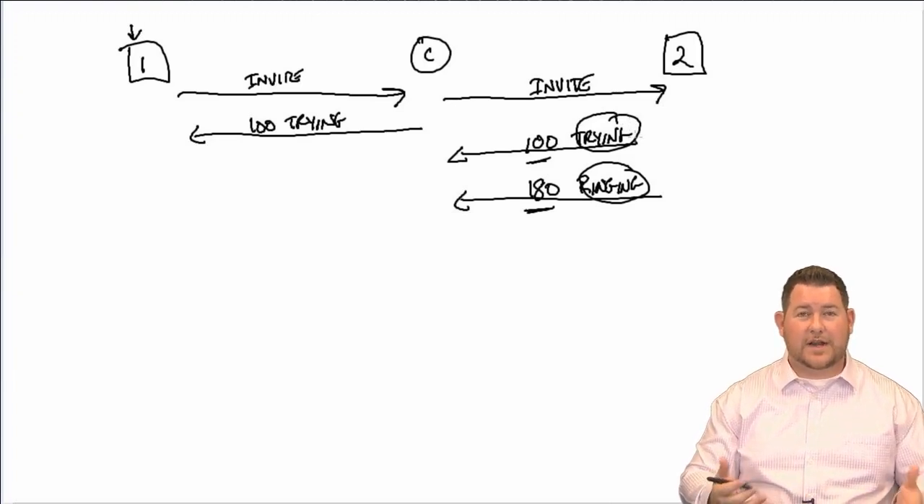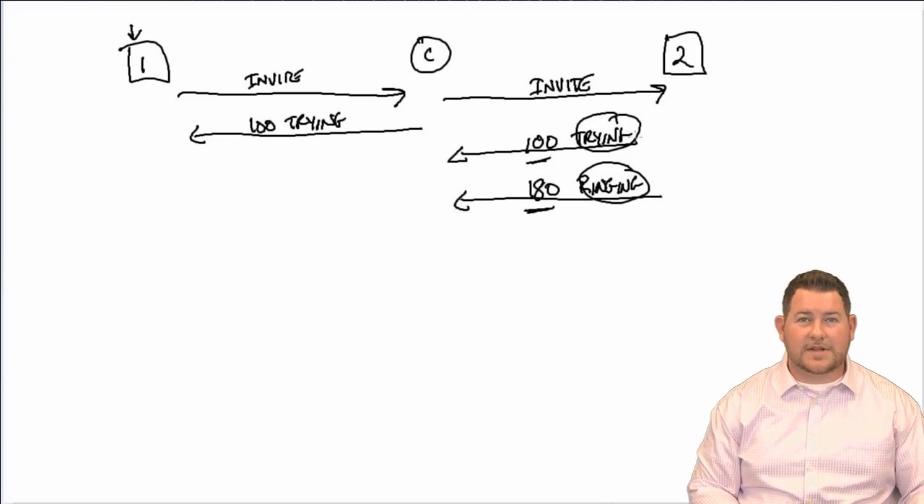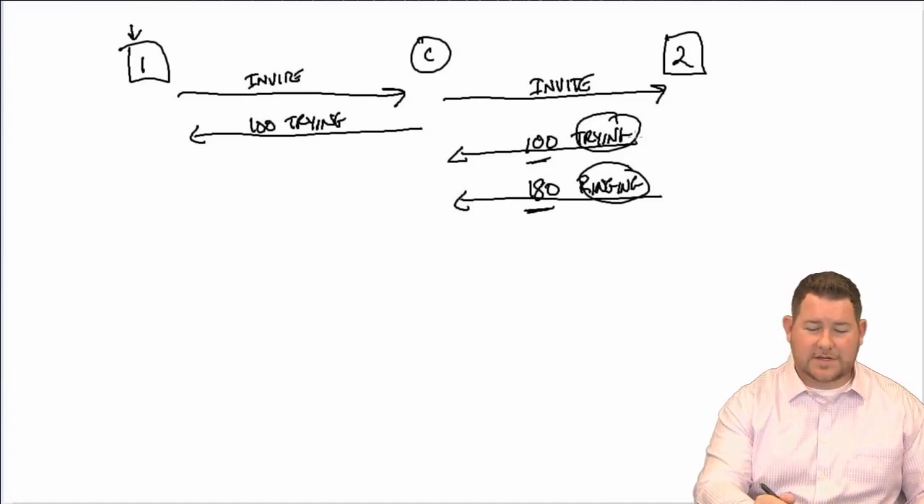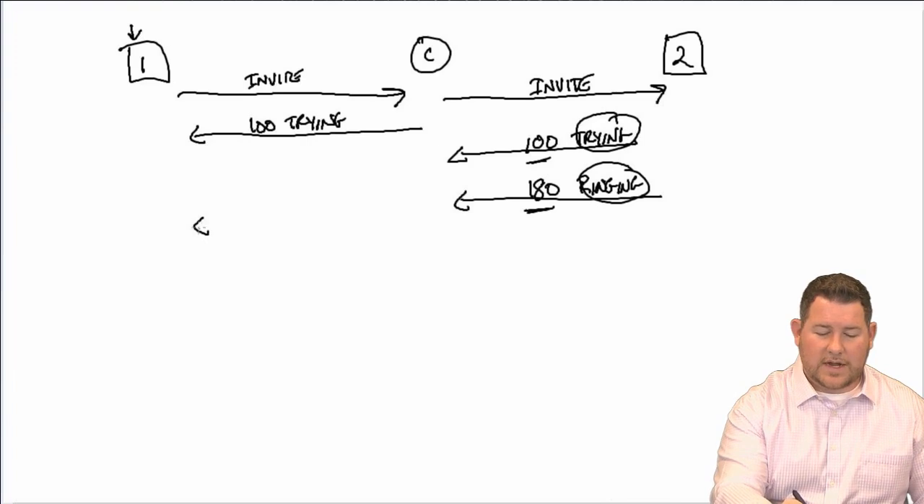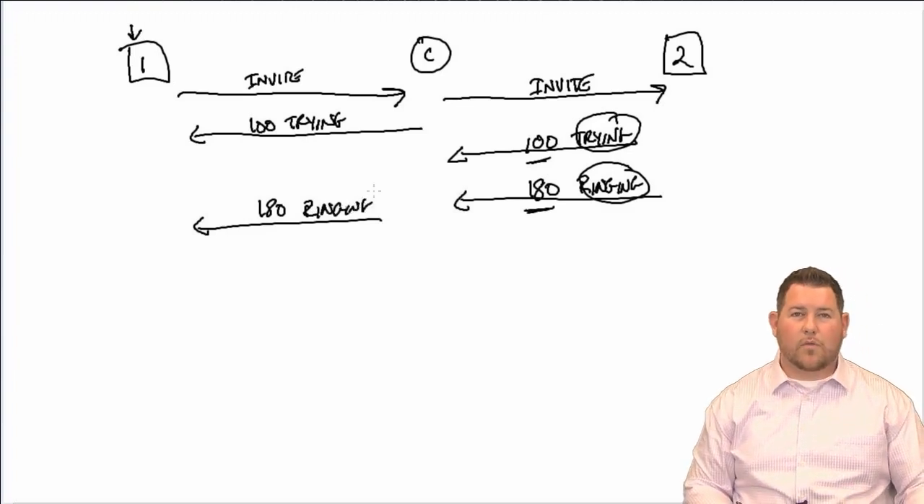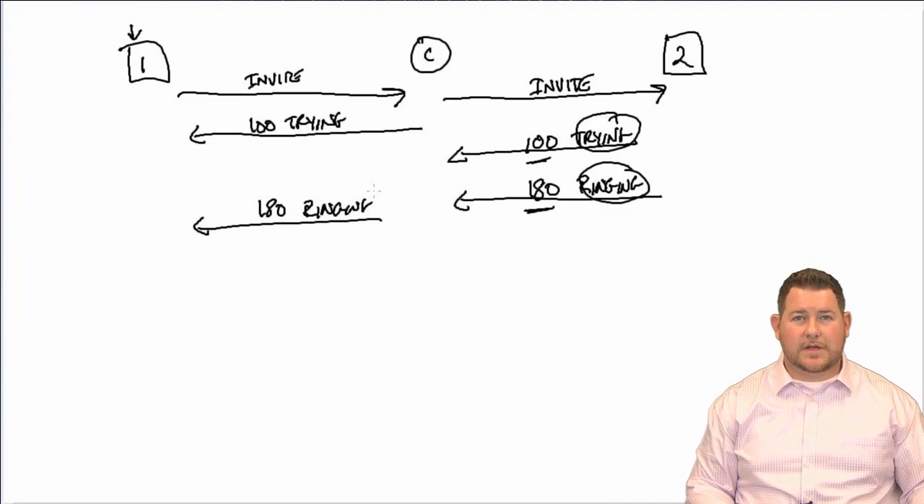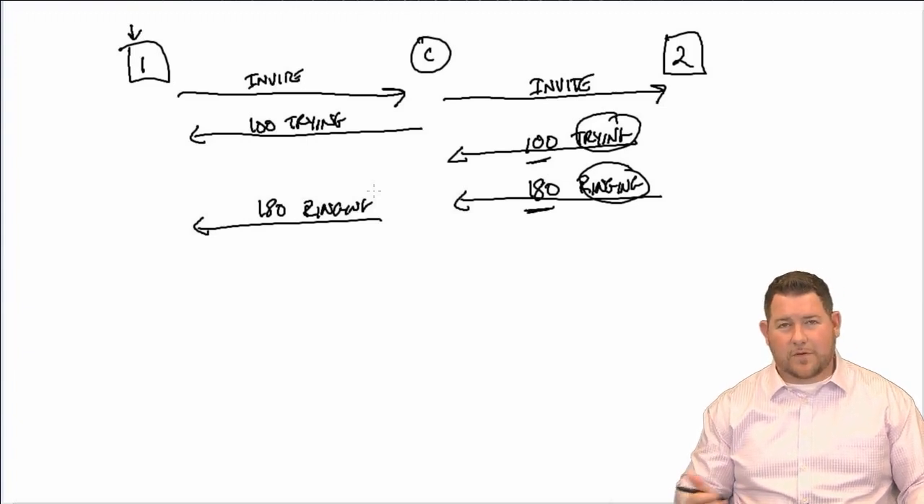Cube receives this 180 ringing, and now it says, it's ringing. I need to forward that on to the endpoint 1 in this case. So 180 ringing is going to be forwarded there. So now 1 is actually going to get ringback tone. It's going to say, oh, it's ringing at that point. Great. So the next thing that happens is obviously we're ringing phone 2.